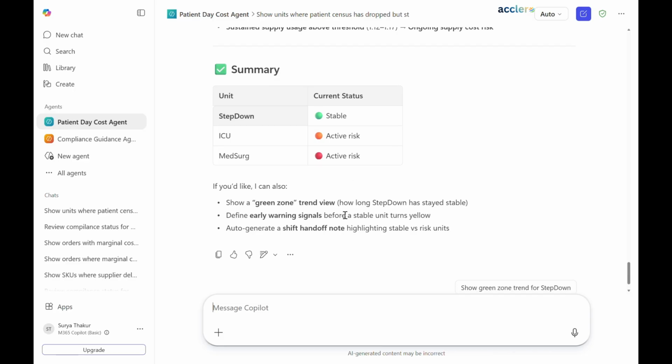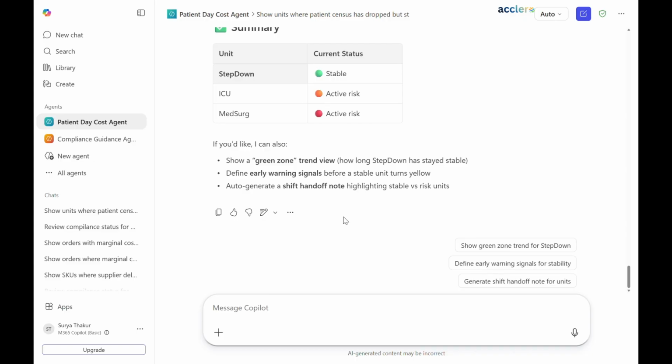So this is not about reducing cost after the fact. It's about making early operational decisions while there is still room to act. That's how cost per patient day becomes an execution discipline instead of a finance metric.